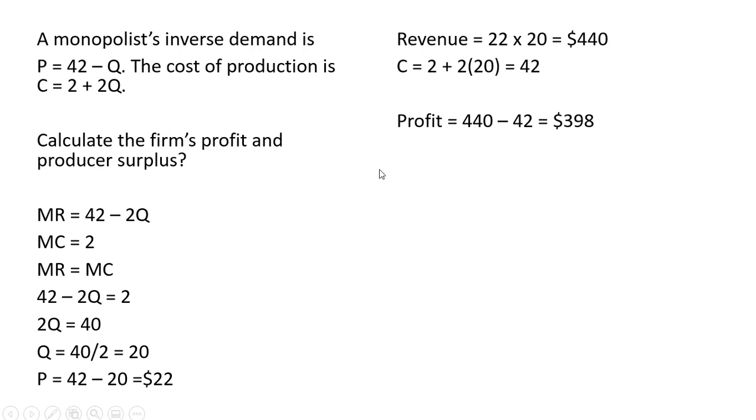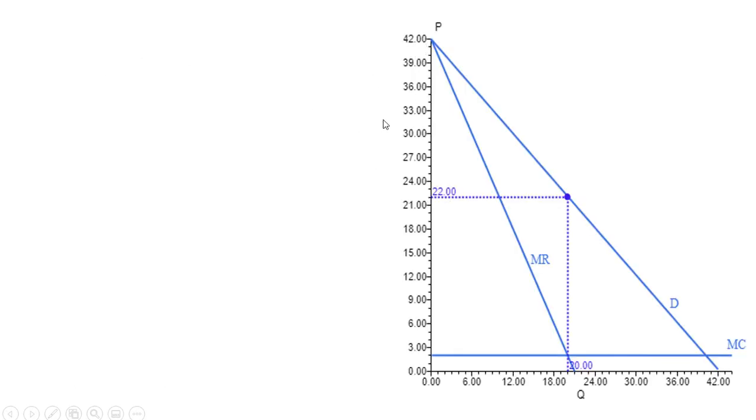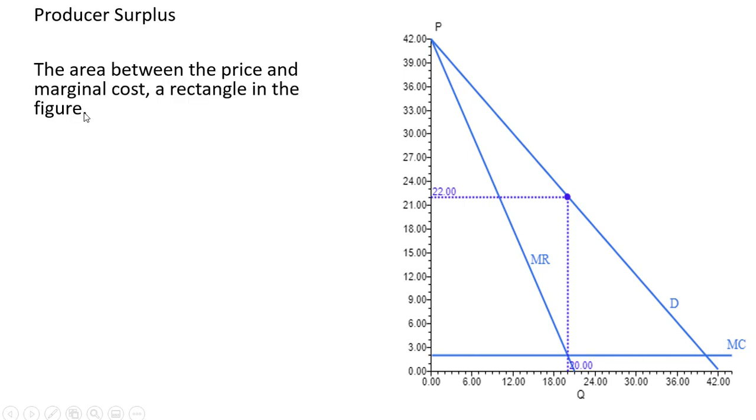Now let's calculate producer surplus. Using this graph to help us, here we have the Monopolis demand curve, the marginal revenue curve, and the marginal cost. The firm maximizes profit where marginal revenue equals marginal cost, that is at 20 units of output. We plug this 20 units of output into the demand curve, and we see the price is $22 per unit. So producer surplus is going to be the area between the price, this $22, and the marginal cost, up to that last unit sold, the 20th unit.